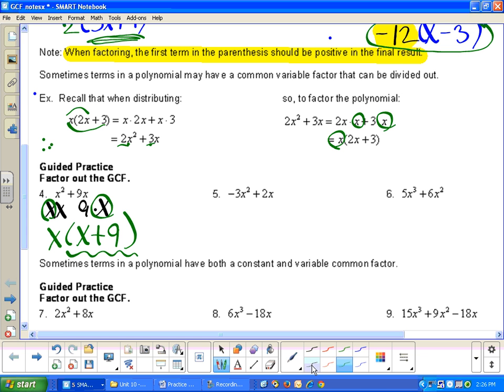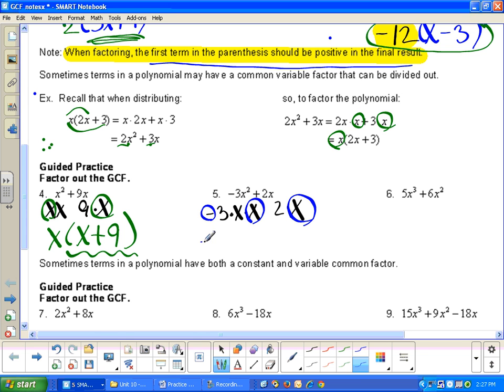Raise up for number 5. We have negative 3 times x times x. Here we have 2 times x. So think about what we have in common here. We have our x's. But think about that rule that we set up there at the top. The first one in parentheses should be positive. So we have to take the negative out of this. So if I take a negative out front, that's negative 1 x.